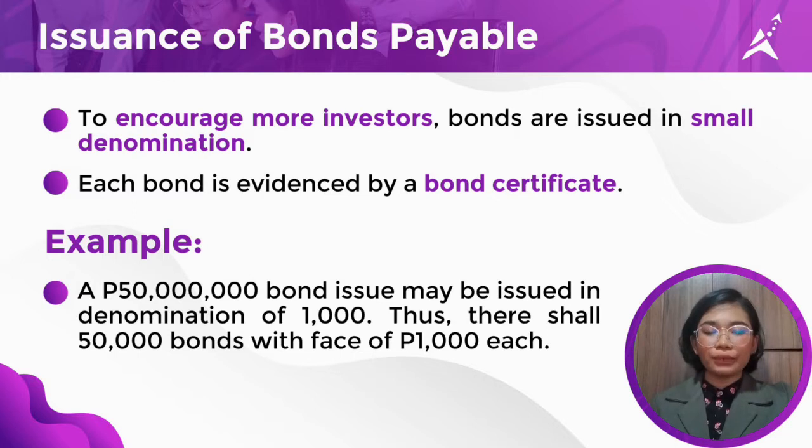For example, a 50 million pesos bond issue may be issued in denomination of 1,000. Thus, there shall be 50,000 bonds with face of 1,000 pesos each.